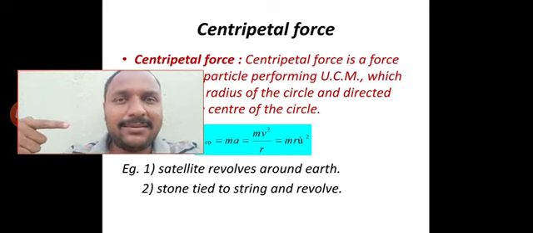Okay, the next one is centrifugal force. What is a centrifugal force?